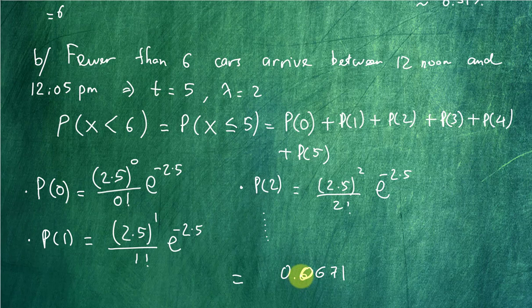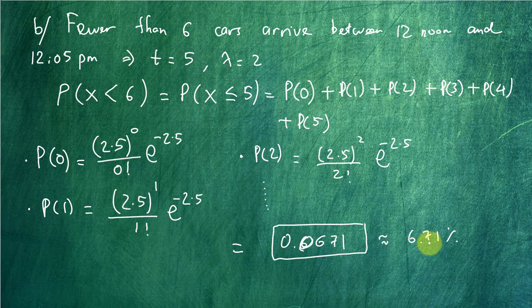0.0671, and that is the probability of finding fewer than 6 cars arriving between 12 and 12:05 p.m. And if you are converting it back to percentage, you should get 6.71%. So that is close to 7%. So you can expect that for every 100 days, about 7 days, fewer than 6 cars will arrive between 12 noon to 12:05 p.m.